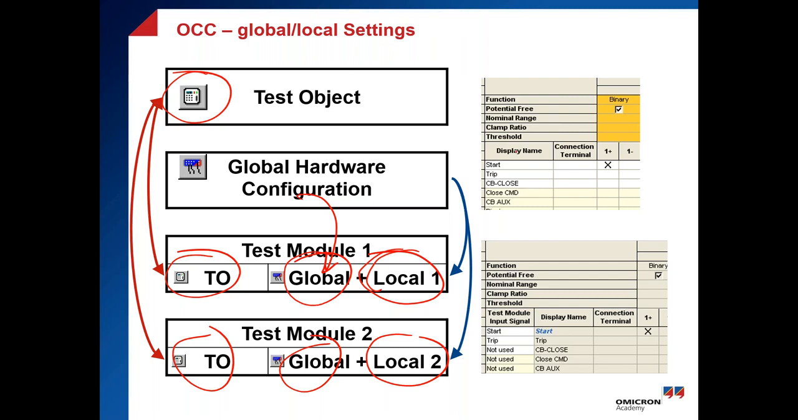So for example, if I have start, I can name it start, and in the local, I can just have here also start and trip and not used. So you can have different configuration between module and module, for module 1 and module 2, and also the global hardware configuration. You can change anywhere. If you change anything in the global hardware configuration, it will be automatically changed in the local hardware configuration.